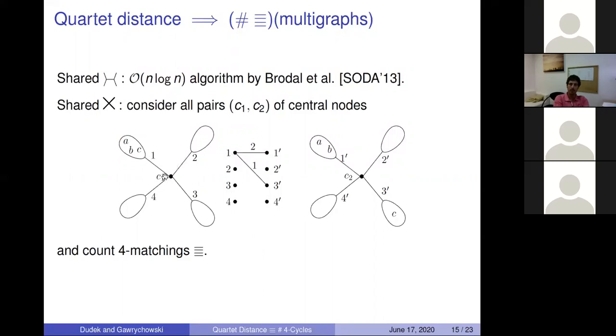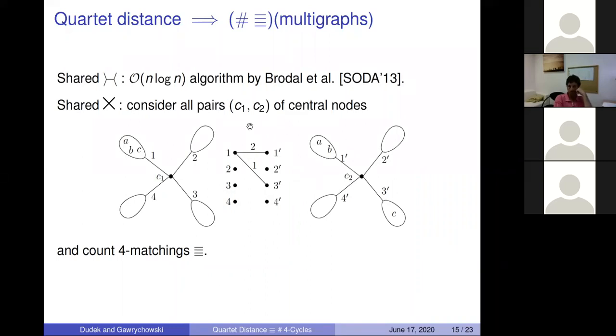So you look at the edges adjacent to C1 and C2, and they become nodes on the left and on the right. And now you look at the subtree. So let's take this subtree, okay, of node 1 here, and this subtree of node 1 prime. You count how many labels occur here and there. So you compute the intersection, and it's 2. There are 2 labels. So you add an edge between 1 and 1 prime, and the multiplicity of this edge is 2, is how many labels are shared, okay? And now you can see that counting shared stars with central nodes C1 and C2 is just counting 4 matchings, so 4 independent edges in this new graph, okay? But with multiplicities.